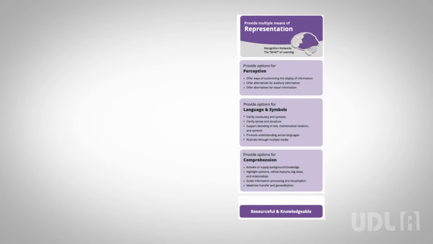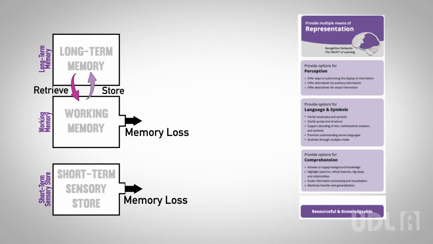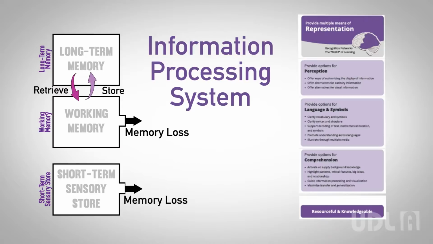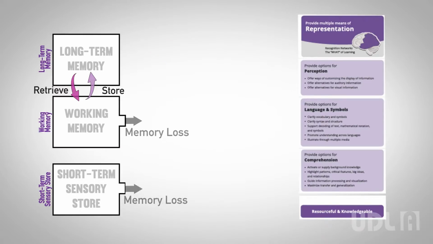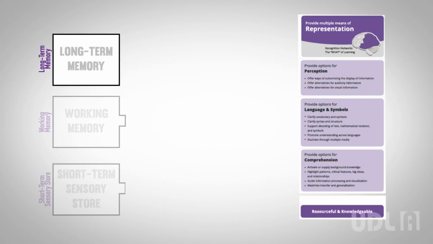Now for representation. This principle is aligned with the way that our brains take in, make sense of, and retain information. Take a look at this diagram. It outlines what researchers have dubbed the information processing system. According to this model, human memory has 3 components: the short-term memory store, working memory, and long-term memory. Long-term memory is our goal.